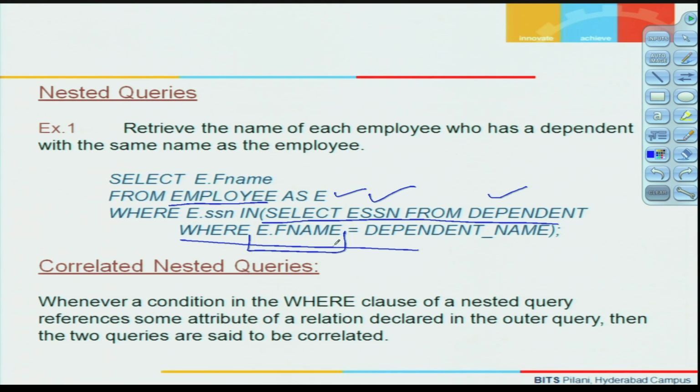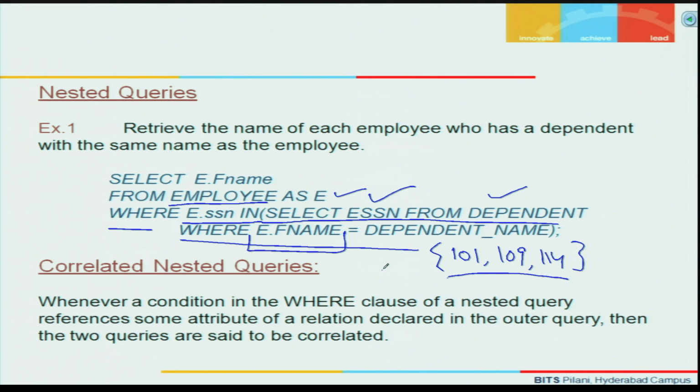If such is the case, such ESSNs will show up in the result of the inner query, that is the nested query. Let us assume that it will have some 101, 108, 109 and then 114, something like that. That means these are the employee ESSNs where the first name of the employee is the same as the dependent name. In the where clause, it will check whether this E.SSN is in this set or not. If such is the case, then it will display that employee's first name in the result.